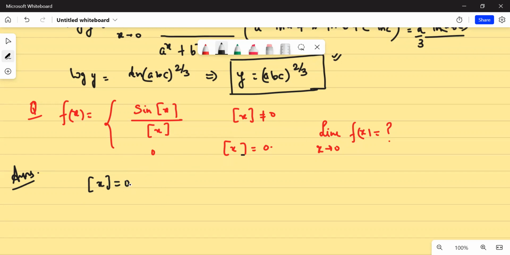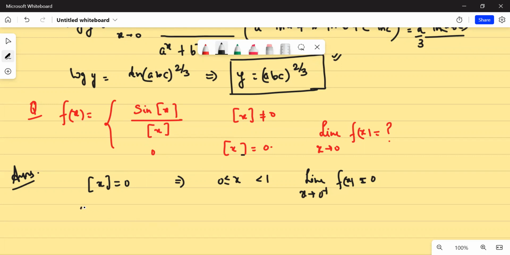So greatest integer x equals to 0. What does it mean? It means your x should lie between 0 and 1, isn't it? Yes, sir. So when you say that your right hand limit would be 1, that is wrong, because your right hand limit would be 0, because your function itself is 0 on the right hand of 0. By the definition itself, greatest integer x equal to 0 means your x lies between 0 and 1, including 0. And if that is the case, your function itself is 0 here. And if your function is 0, the limit x tends to 0 plus would be 0.